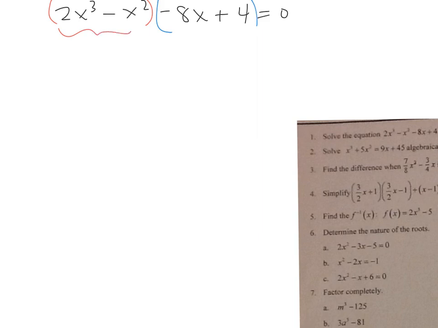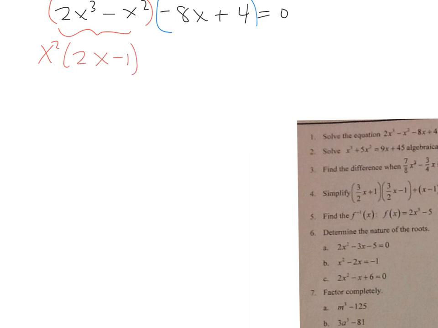So let me write this down. We have 2x to the third minus x squared minus 8x plus 4 is equal to 0. I see that there are 4 terms, so I'm going to start by grouping. I group the first 2, and I group the second 2 here. Now I'm going to use the GCF for the first group, and I notice that the GCF is x squared. So I factor out the x squared, and I get 2x minus 1.